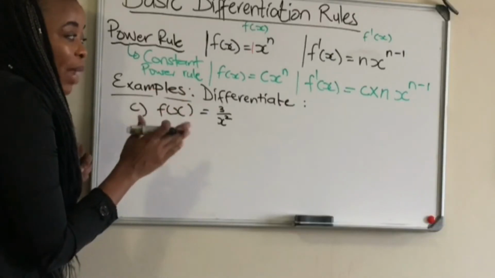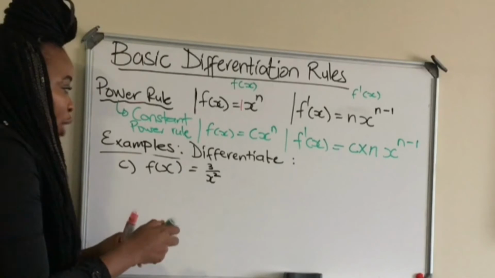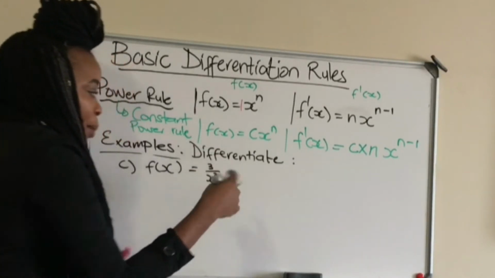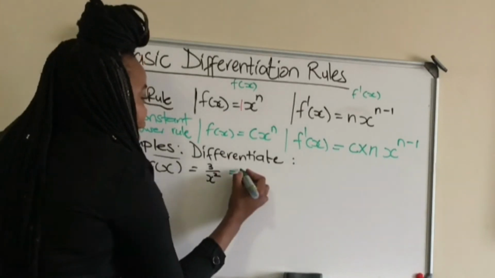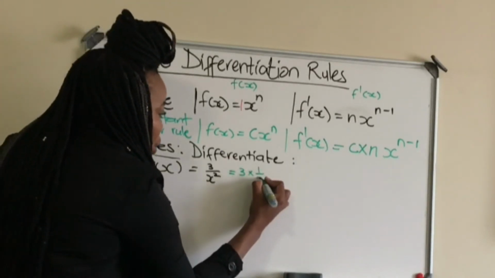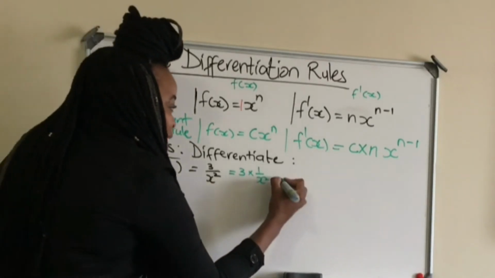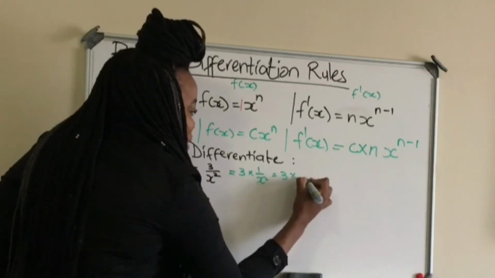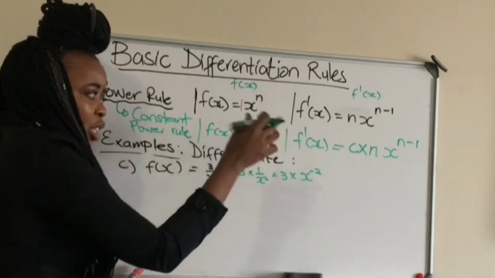We still need to apply the power law. Just because we see a fraction shouldn't confuse us. If we expand this and have something with one constant and one power, it means we have a 3 times 1 over x squared, right? That's what we have. And what is that? This means we have a 3 times an x to the power negative 2. Remember how we changed a negative power to a fraction?